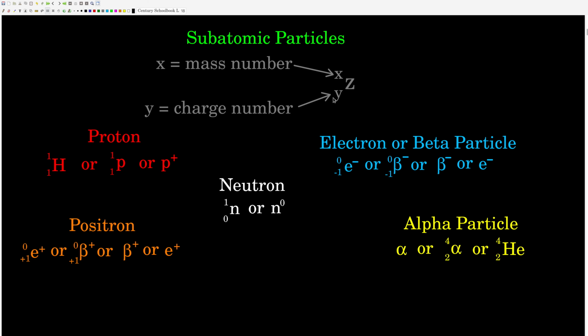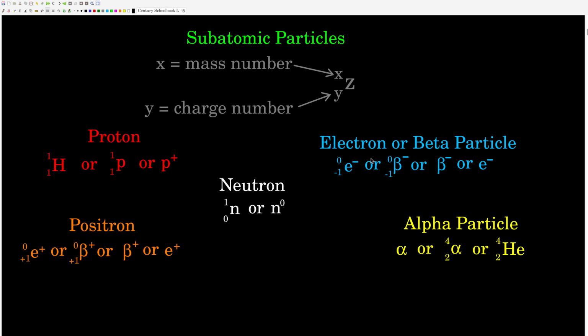The symbol for a subatomic particle, particles inside of the atom, looks like this, where Z is the symbol, X is called the mass number, and Y is the charge number. So these are the common ones that we're going to see. Any of these symbols work, so all of these subatomic particles we have more than one way of representing. A proton has a mass number of 1 and a charge number of 1, and any of these symbols mean that. Electron or a beta particle, mass number of 0, charge number of -1.